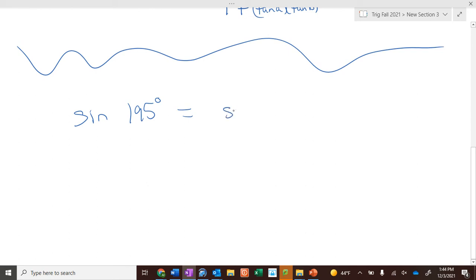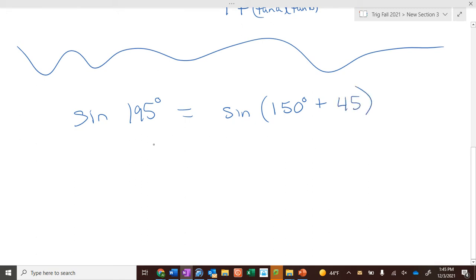195 is not on your unit circle, but you could take 150 degrees plus 45 degrees. 150 plus 45. So we'd go the sine of 150, sine of 45. Ooh, no, you don't. Cosine of 45 plus cosine of 150, sine of 45. Sine, cosine, cosine, sine.